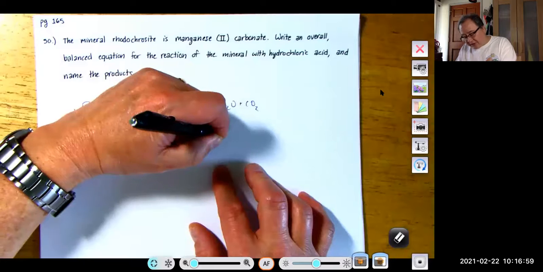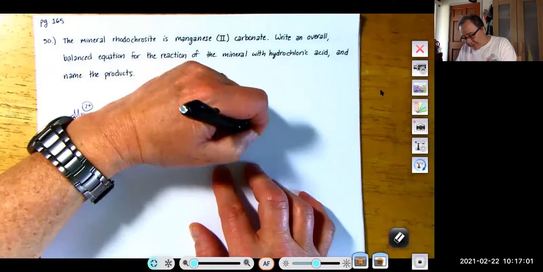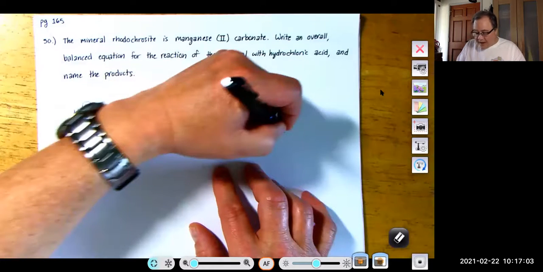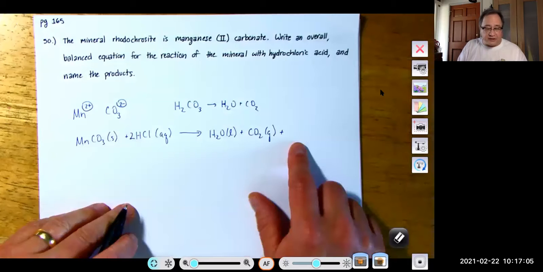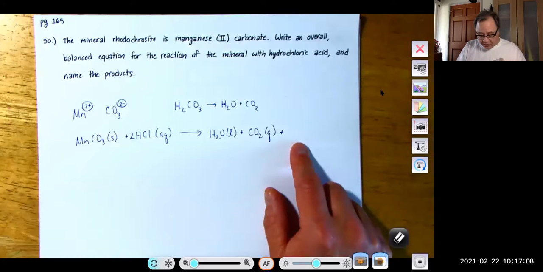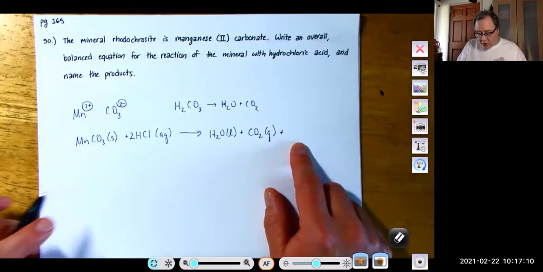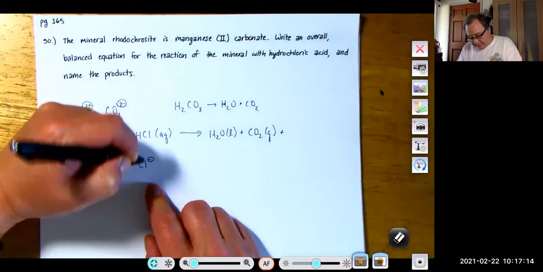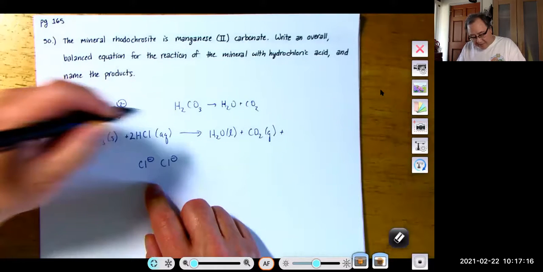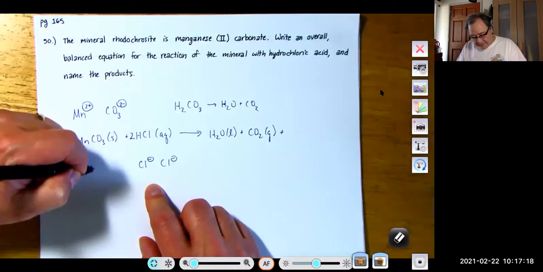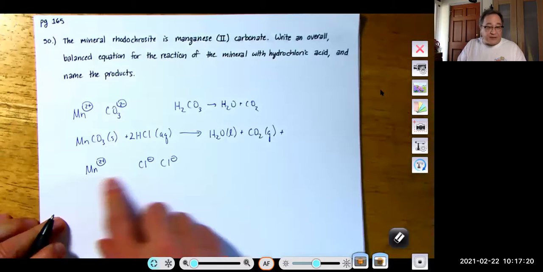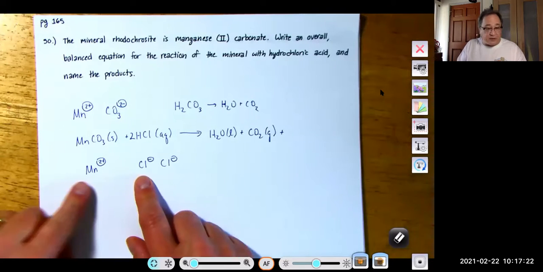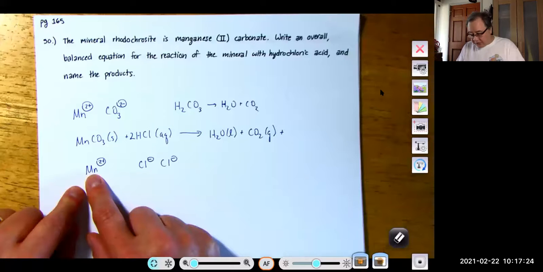That's a liquid, and CO2, that's a gas. And we have a salt here. The salt are the remaining ions that don't really react. The chlorines don't react. So we have these chlorides, 2 of them. And over here we have the manganese. And here you can see that that's a match made in heaven. 1 of these with a +2 charge, 2 of these with a -1 charge.